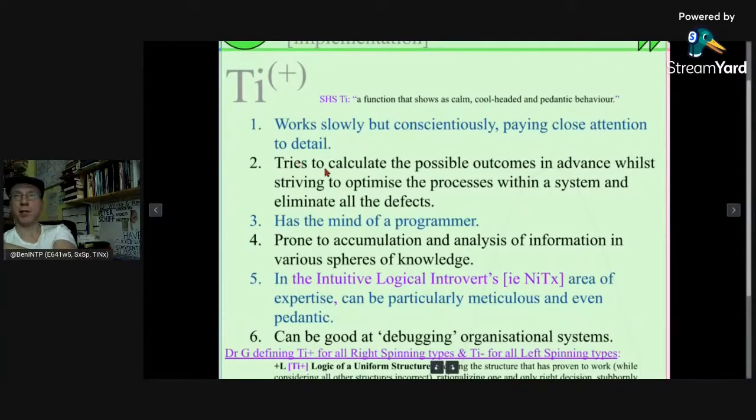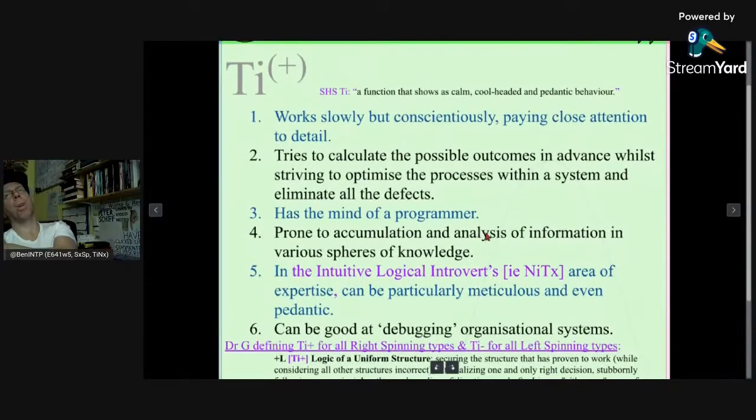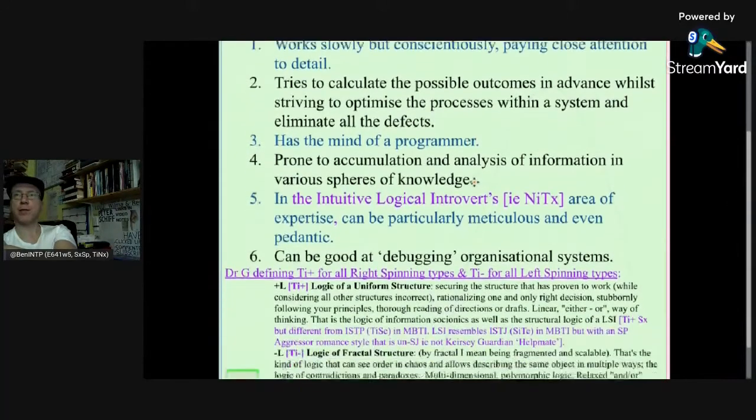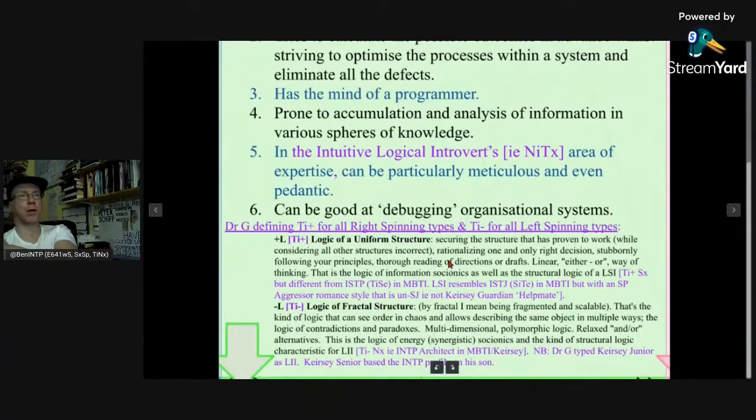I would say this gets to it, because you're getting some speculative thinking. Calculate the possible outcomes in advance while trying to optimize the processes within a system and eliminate all the defects. Right. Optimize the processes within the system. Right, going towards TE in the kind of optimization that you want. So, the way INTJ and INTP optimize processes might be different. It's like this different.